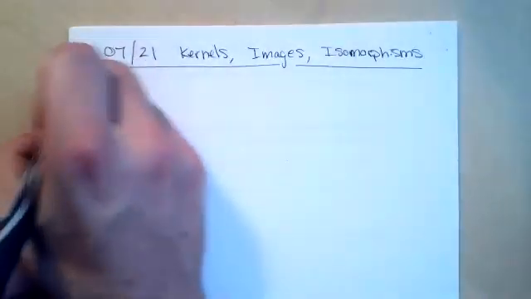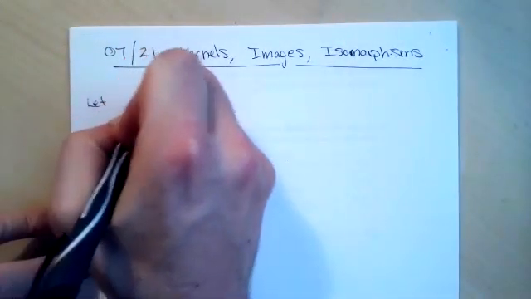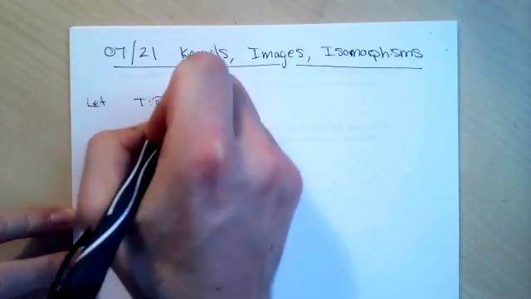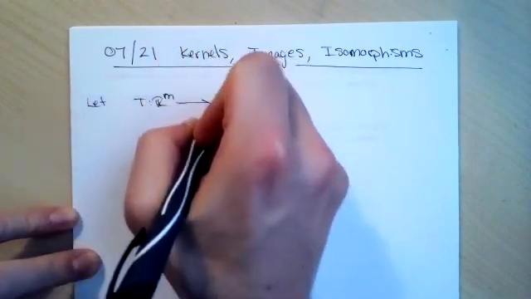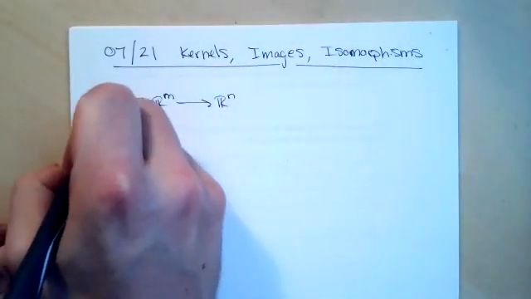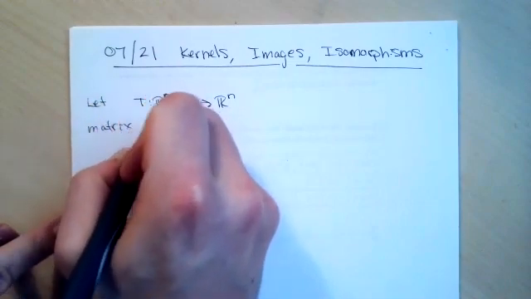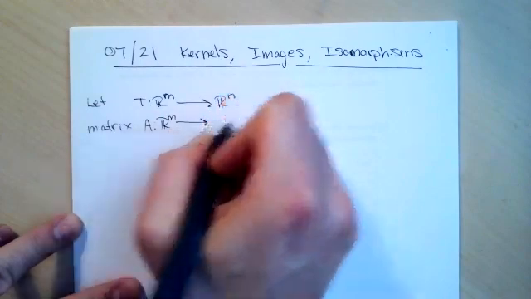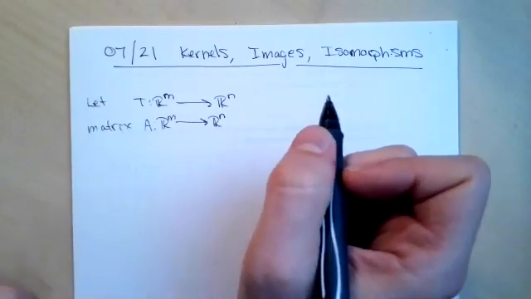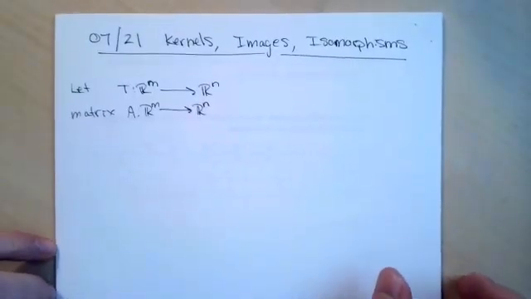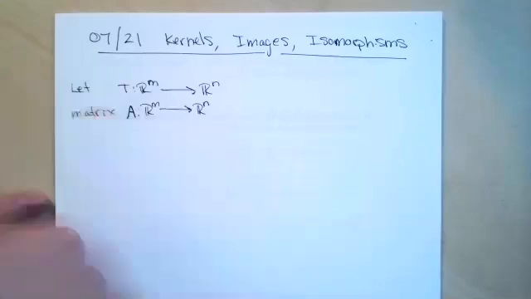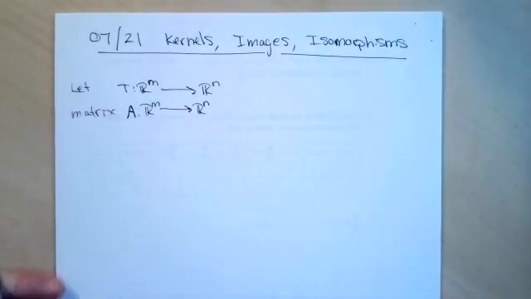So suppose we have a linear transformation, usually we do Rm to Rn, with an associated matrix A from Rm to Rn. And so we kind of want to get the sense that the columns of A are going to be the images of the standard bases.